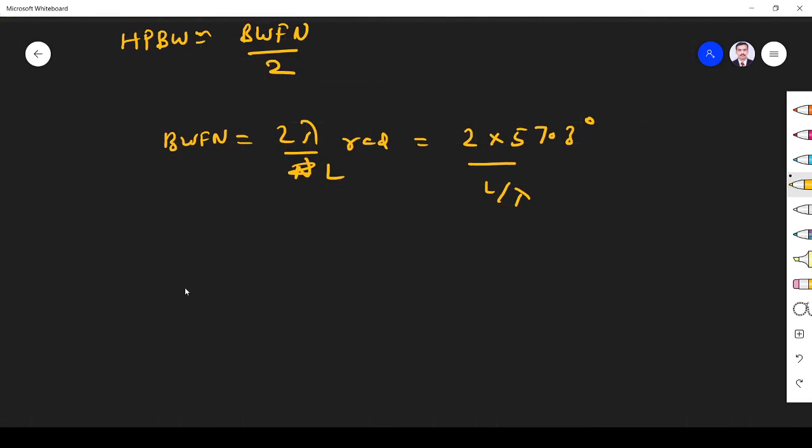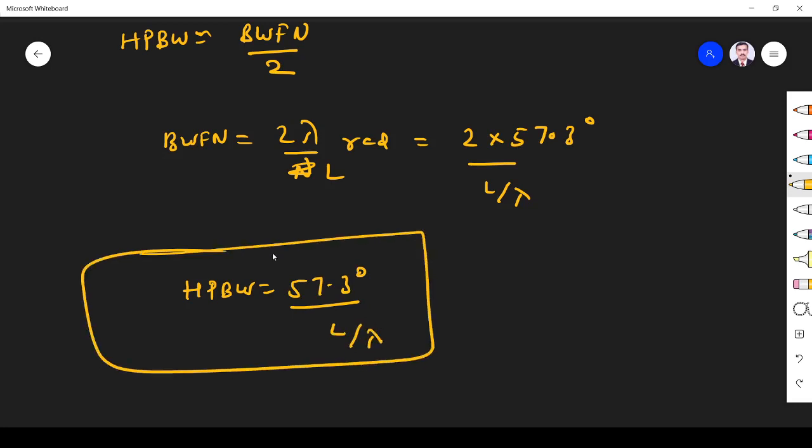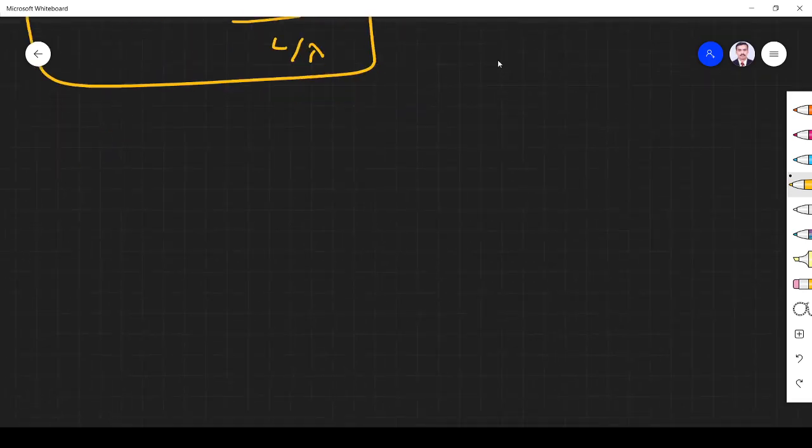So this will give beam width between first null. I want to find half power beam width. Half power beam width is equal to beam width between first null, that is 114.6 divided by 2, so 57.3 degree divided by L by lambda, right? So this is the half power beam width of a broadside array. So what we understand from this, now I draw the radiation pattern for this one.